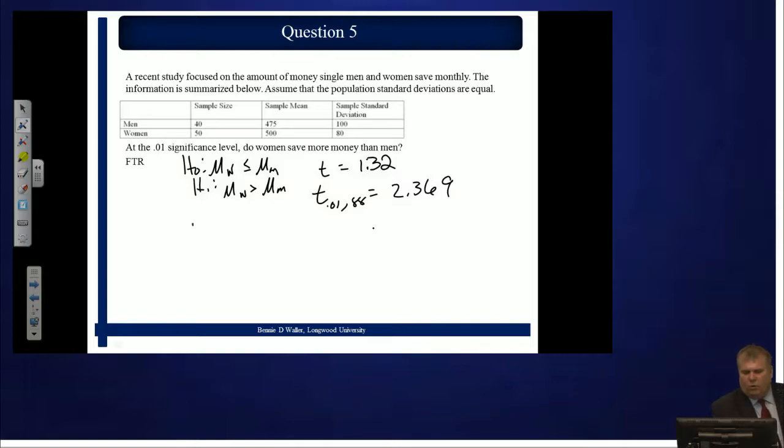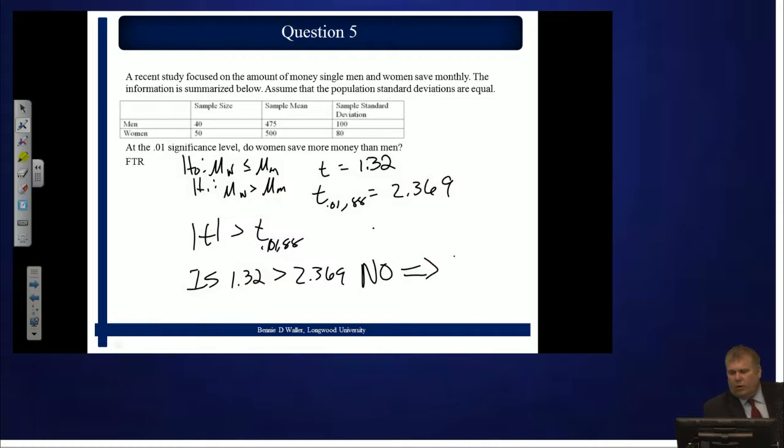2.369. Your decision rule would be if the absolute value of the calculated t is greater than the t in the book, which here at 0.01 and 88 degrees of freedom is 2.369. Is 1.32 greater than 2.369? No, so therefore you fail to reject the null hypothesis and conclude that men and women don't really save any differently. So you fail to reject the null, and therefore we cannot conclude that women save more than men. Okay?